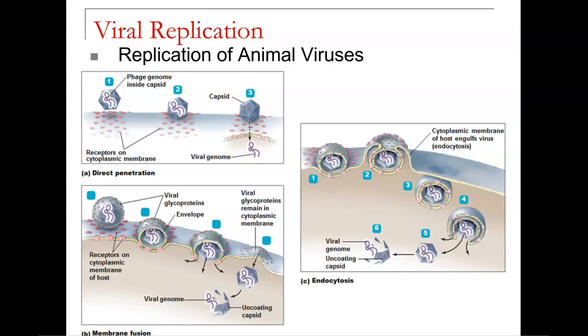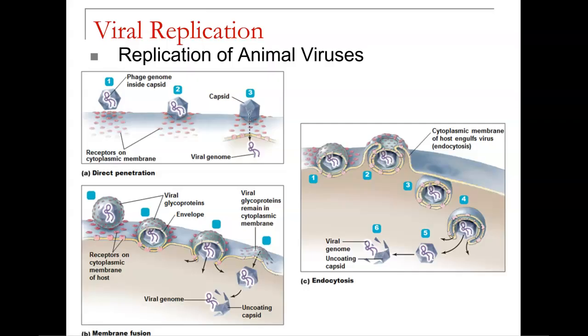Second, we have entry and uncoating. Three main mechanisms for animal virus entry: one, direct penetration. A naked virion is going to attach and sink into the cytoplasmic membrane. Second way is going to be membrane fusion. That's where a viral envelope is going to fuse with the animal cell membrane, and the capsid is then going to dump into the cell. And third, we have endocytosis, and that's what I was telling you before. This can involve the naked or enveloped virion, and it's going to stimulate the animal cell to engulf the entire virus.